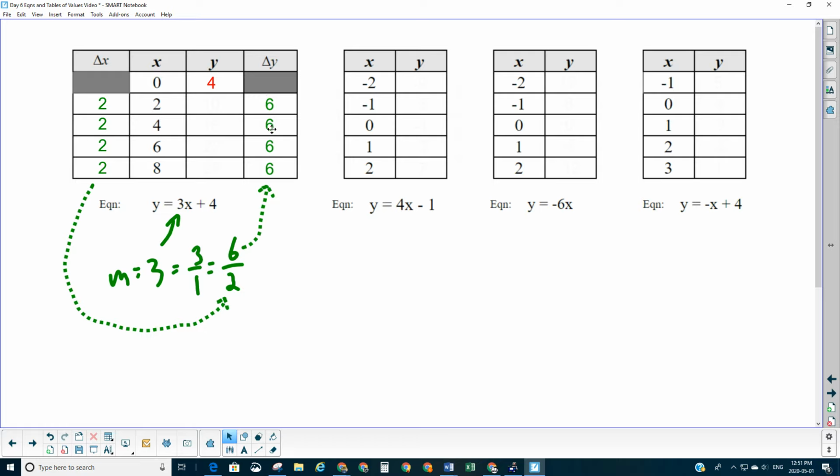We follow the pattern. We're going up by 6s according to this table. So if we're at 4 and we go up 6, we're at 10. Up 6, we're at 16. Up another 6, 22, and 28. You can confirm this works for any of these numbers. Let's try 6. 3 times 6, 18, plus 4 is 22. We've done this right. All right, so that one was a little tricky.